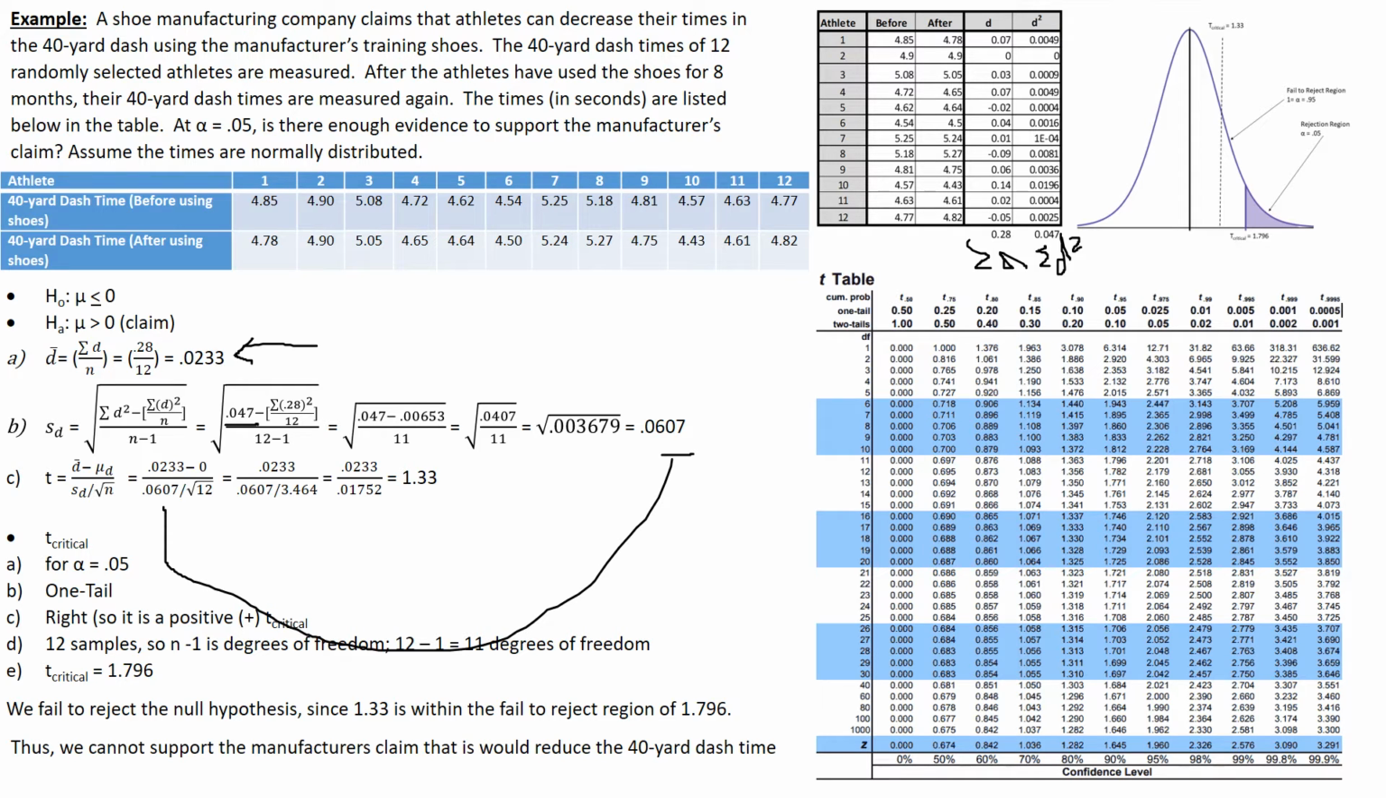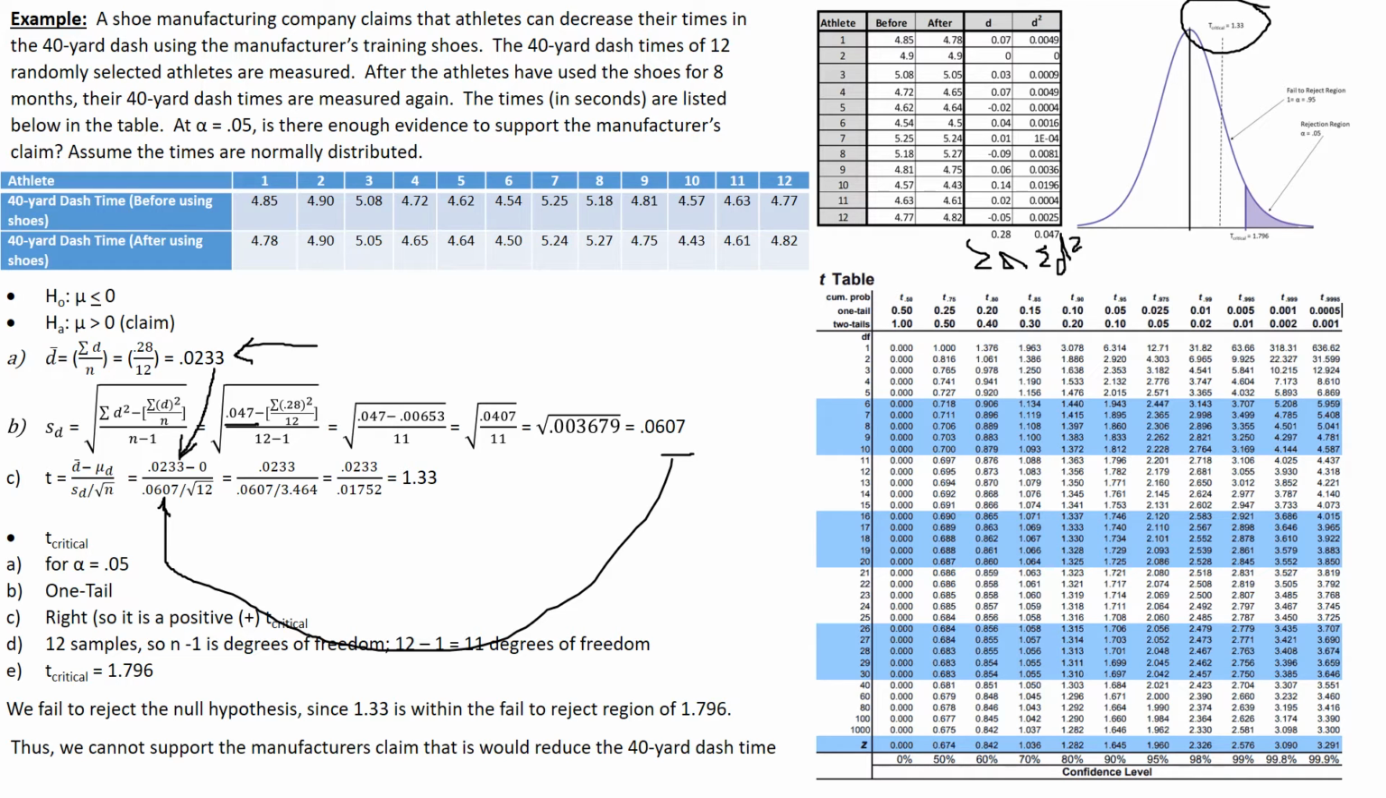And that's going to go right here, 0.0607. So now I've got my 0.0233, which I had from the beginning, divided by 0.0607 divided by the square root of the number of samples, which is 12. The square root of 12 is 0.3464?